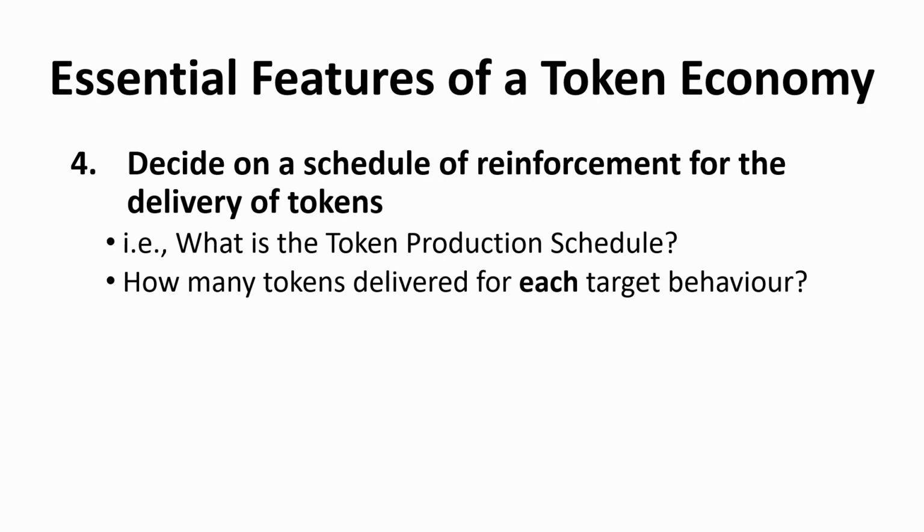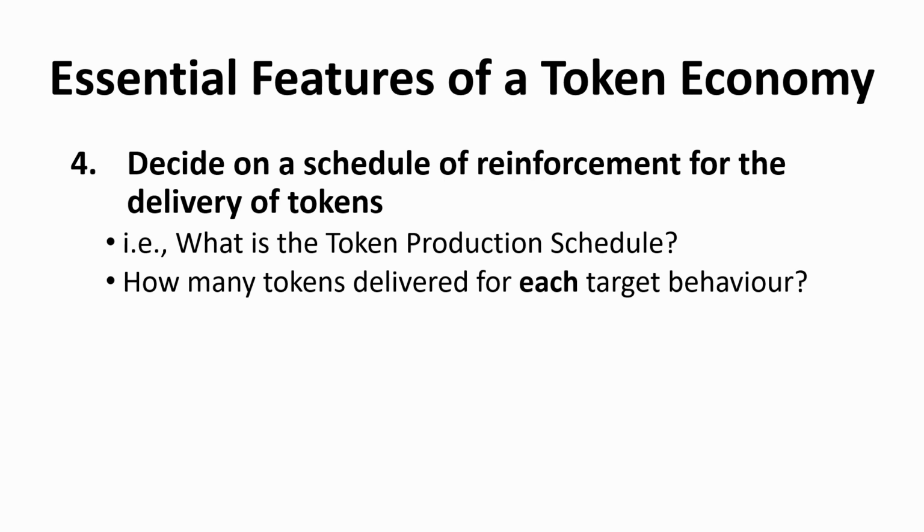So if you're trying to get a child to put away his laundry, then are you going to give him 1 token every time he puts away his laundry? Are you going to give him 1 token for each sock he puts away? Does he have to do the whole thing to get a token? What quantities are we using, and how often is it occurring?